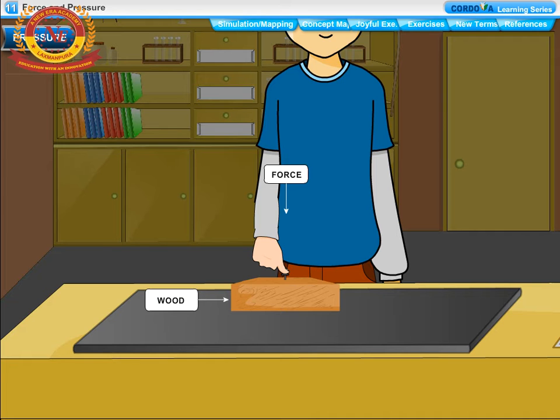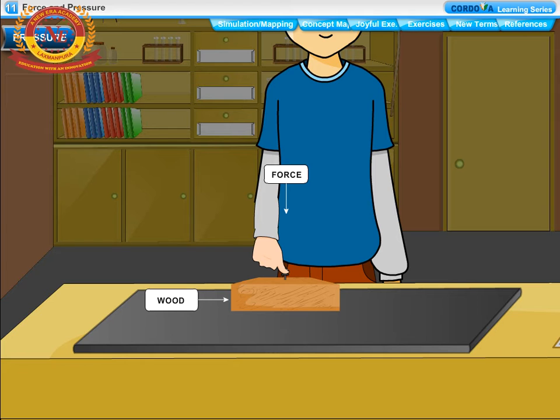This means that in the case of the drawing pin, the area over which the force acts is smaller and therefore its effect on the wood is much greater. It goes into the wood. This is because of a physical quantity called pressure.